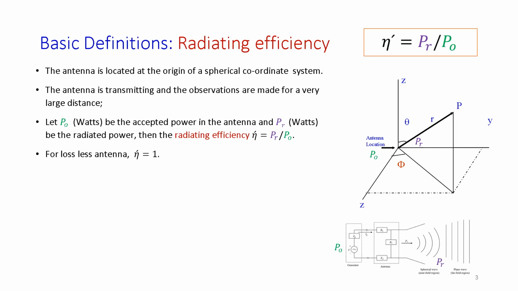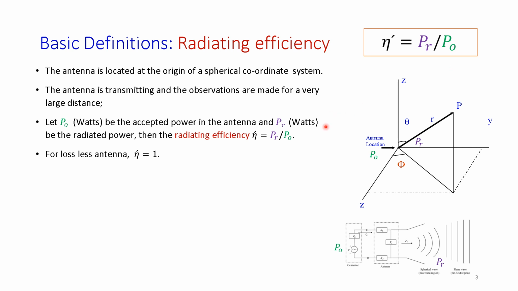So basic definitions. Well, let's start with the radiation efficiency. P naught is the power that we feed to the antenna. Now, not all the power that we feed to the antenna will be translated into radiated power. So the antenna is fed by P naught, which is the power at the input of the antenna, shown in green. And the output power would be PR, the radiated power. The ratio between the radiated power relative to the input power is known as the radiation efficiency. So the efficiency eta is PR divided by P naught. This is called the efficiency.